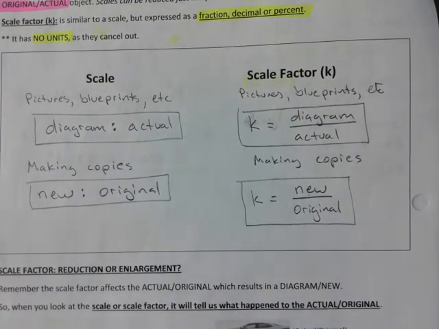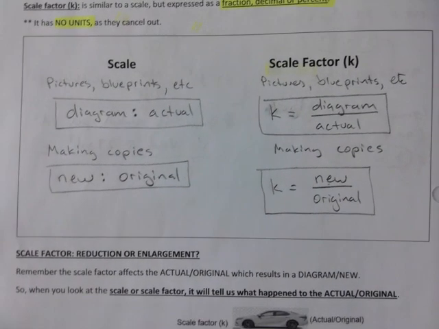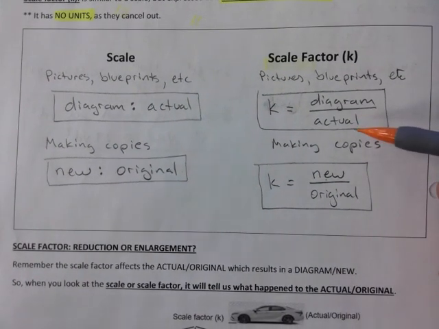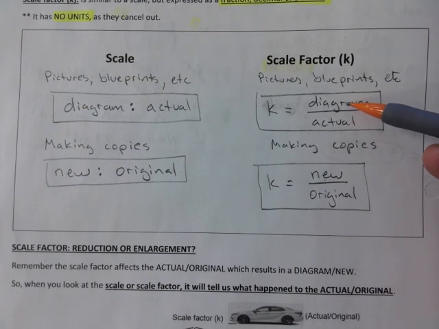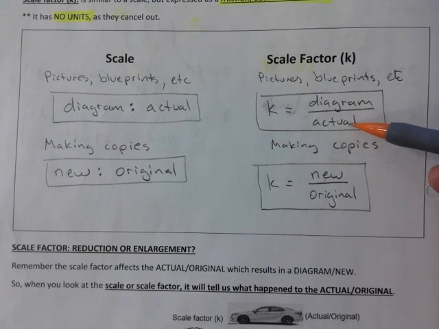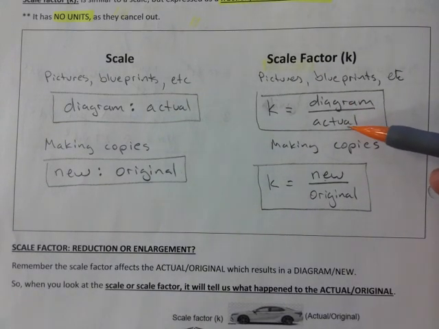And I want to foreshadow something here. I want to tell you where we're going with this. Right now, I'm just using diagram or actual, new, original. But you will see that these have to correspond to each other. What are you talking about? If you take the length of a diagram, you have to relate it to the length of the actual object. You can't do length width interchangeably.